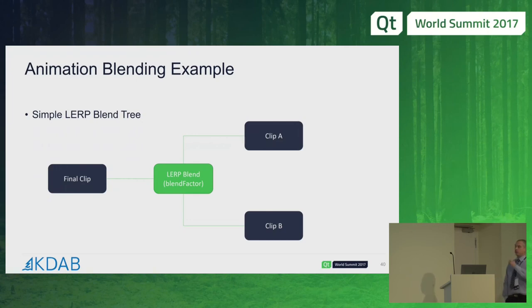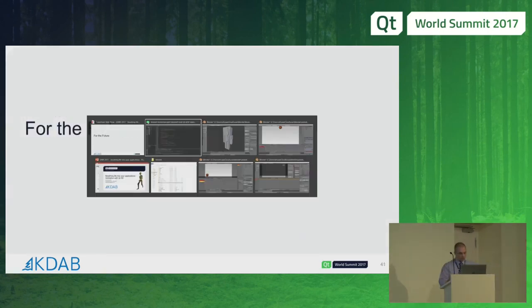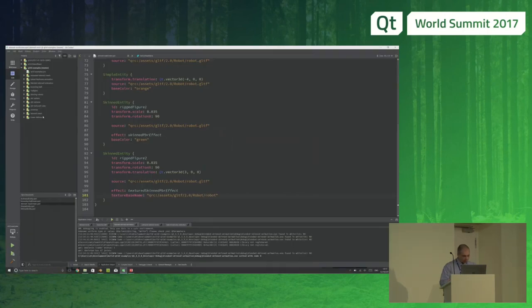So this is the blend tree from that example I just showed you. We've got the walk clip as clip A, the run clip as clip B. We set the blend factor between 0 and 1 on there, and we get the resulting clip out. Now I'll just quickly show you the code for that one, because it's actually dead easy.